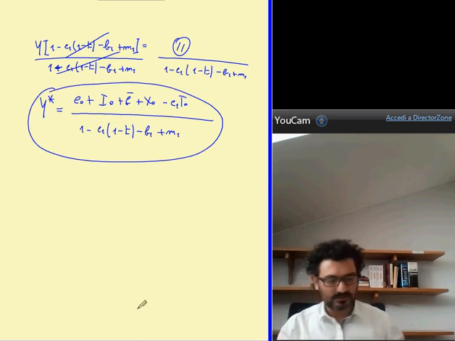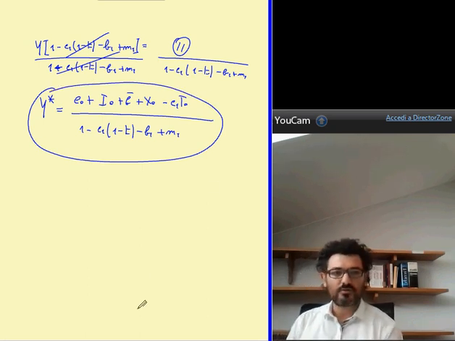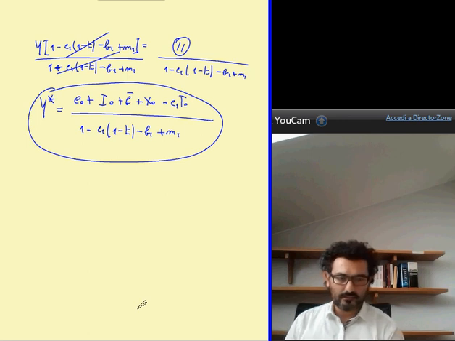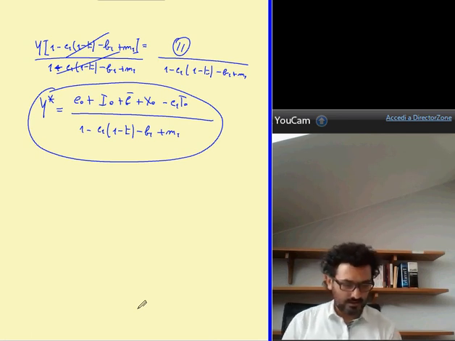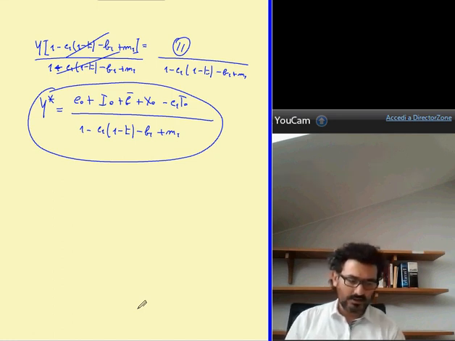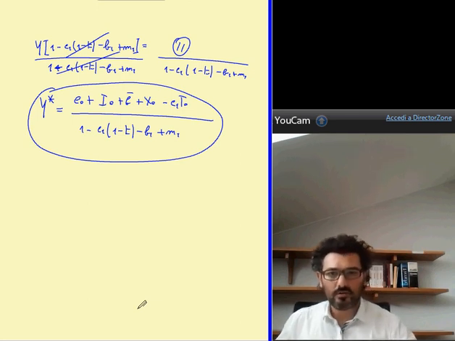GDP obtained solving the model, because now the endogenous variable y has been expressed as a function of the exogenous variables and the parameters. And we will see in the next lecture the effect of changing exogenous variables on this equilibrium value of the GDP.